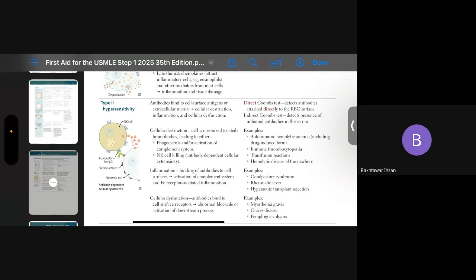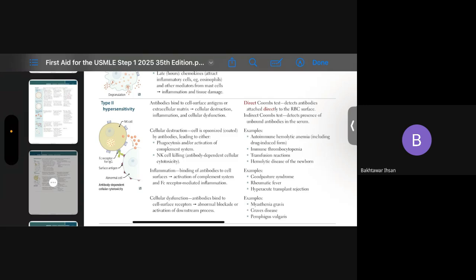So in direct Coombs test, we look for the antibodies which are directly attached to the red blood cell surface. Antibodies, if directly attached to the red blood cell surface, we detect with direct Coombs test. So what do we do in direct Coombs test? We take an individual's red blood cells. We add anti-IgG antibodies, right? If there are antibodies against the red blood cells, you are going to have agglutination. So agglutination basically would suggest that yes, we have antibodies on the surface of these red blood cells.